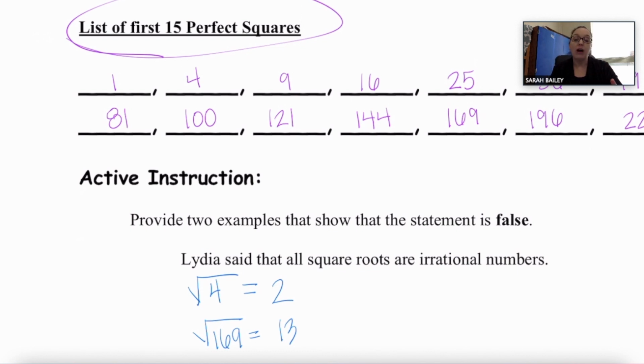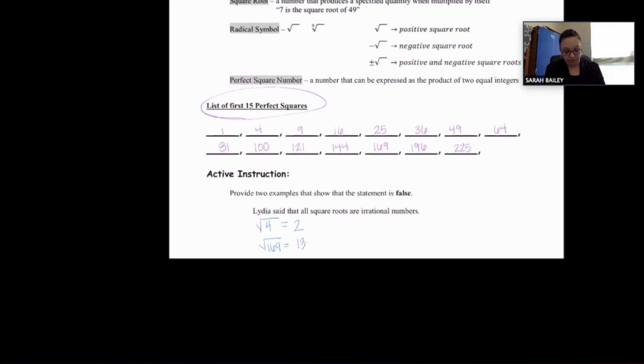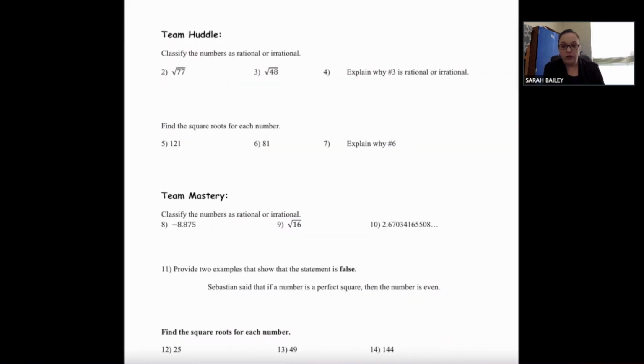However, if I'm taking the square root of a number that is not a perfect square, then it will be irrational because it will be that non-terminating, non-repeating decimal. So I'm going to say that again. Every time you're taking the square root of a number that is not a perfect square, it will be irrational every time. Okay, so let's go to the next page.